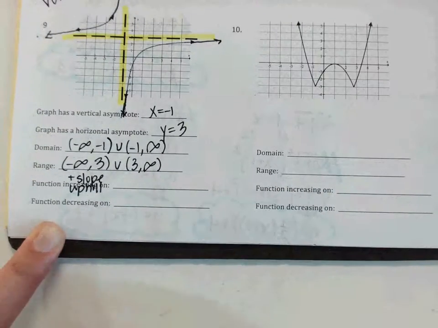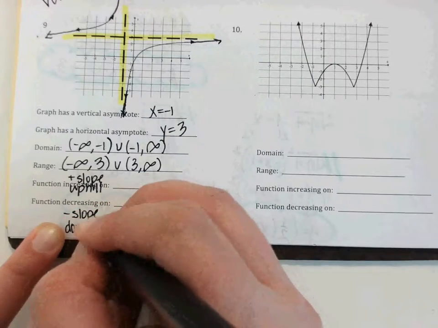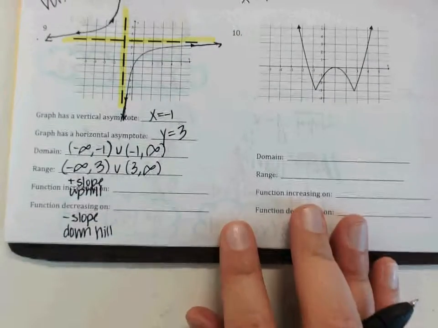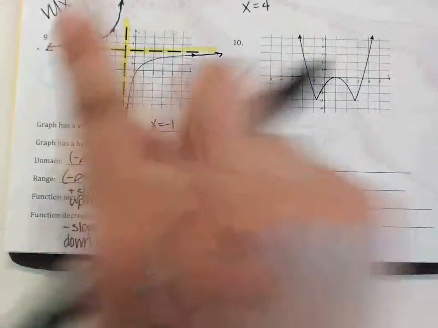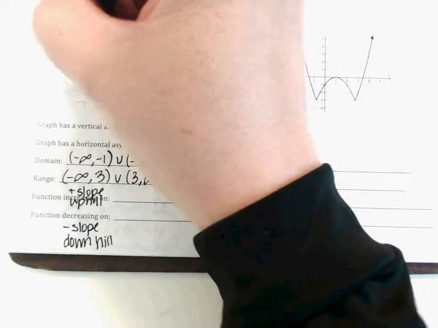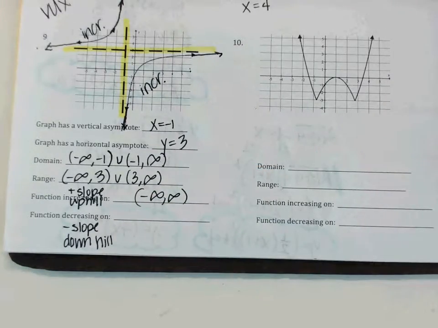And then decreasing is a negative slope, which means that it's going downhill. So if I look at this graph, and let me also say one other thing, you have to look at it from left to right. So if I'm looking at this guy, I'm going from left to right. Increasing or decreasing? That's increasing. What about this part? They're both increasing. So it's increasing from -infinity till infinity. Where is it decreasing? It's never going downhill.